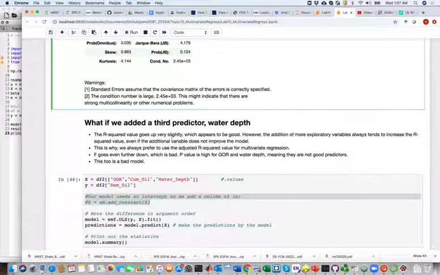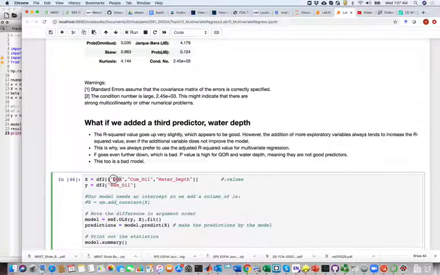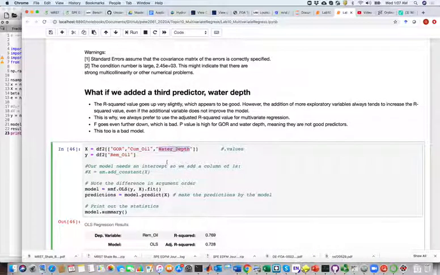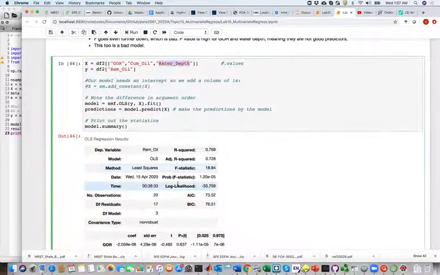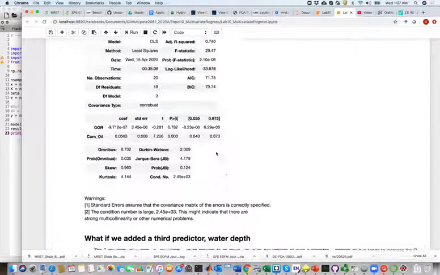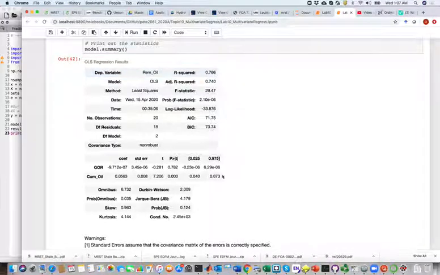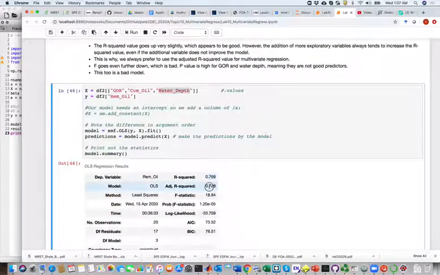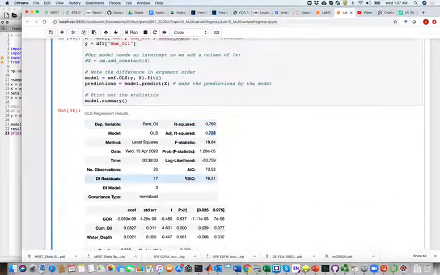What if we add a third predictor? So we added GOR on the previous code. Now we are also adding water depth. Again, r squared value will generally increase, but adjusted r squared value doesn't necessarily increase, and that's precisely what we see. R squared went up. It was 76.6. Now it's 76.9. But adjusted r squared even went down. So this is even a worse model than the previous one, which is worse than the bivariate linear regression model.